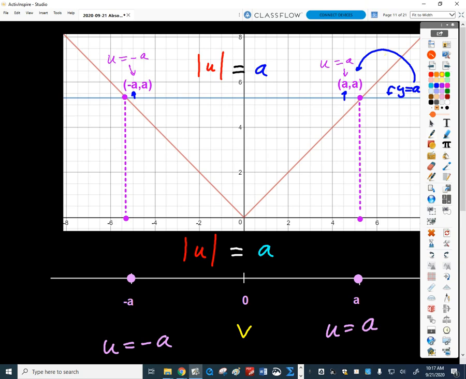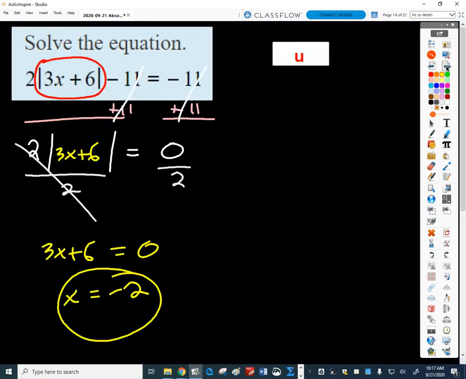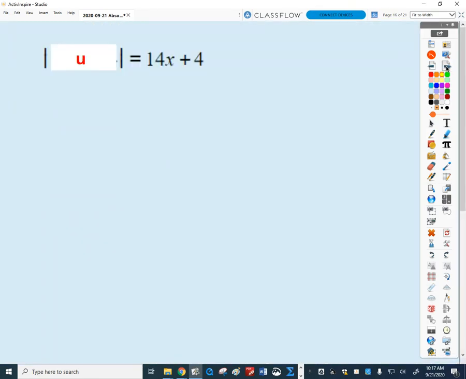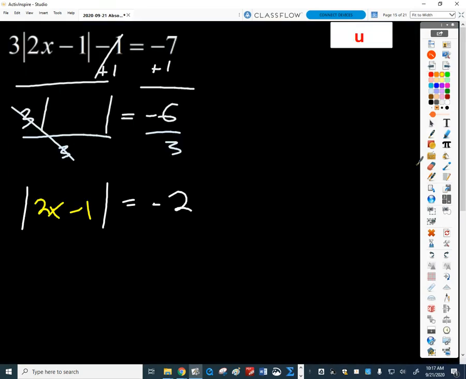What do you think? No solution? Yeah, there's no solution, is there? It's impossible. You can't have an output of an absolute value that's negative. Okay, and so there's nothing, I mean, and sometimes people make a mistake.